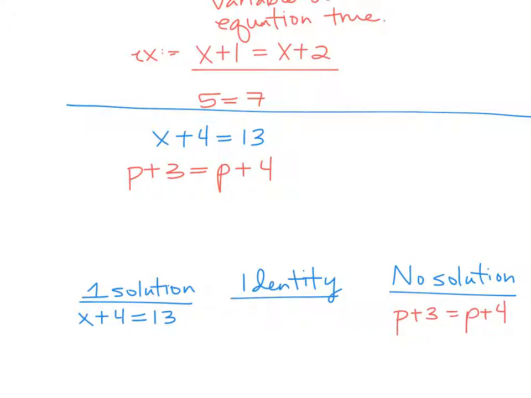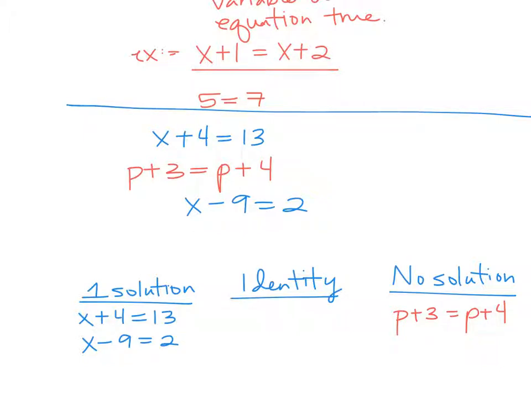Okay? What if I said x minus 9 equals 2? That would be one solution, because I would add 9 to both sides and get x equals 11, right? So one solution would be x minus 9 equals 2.